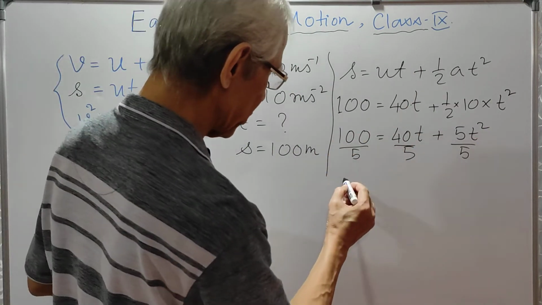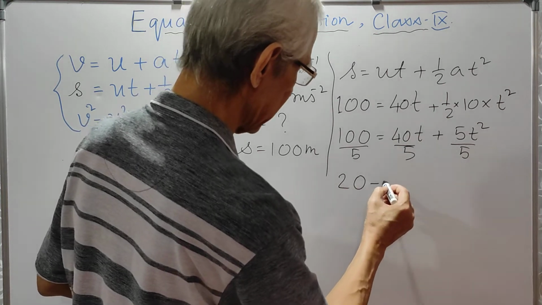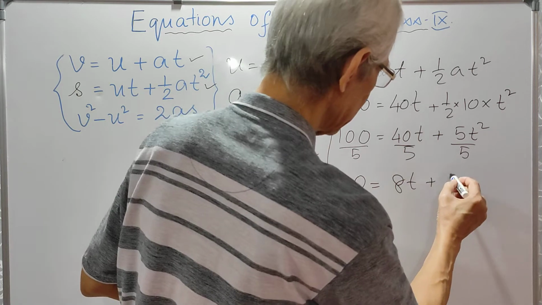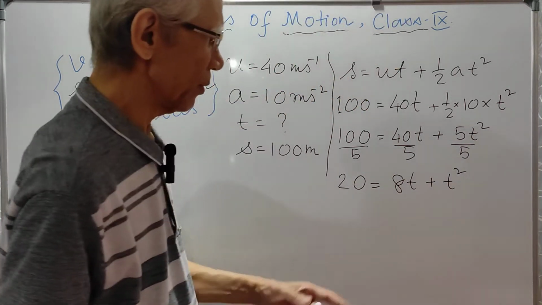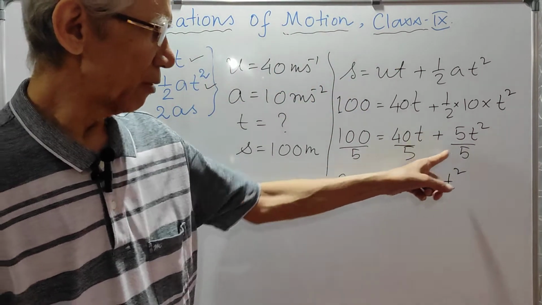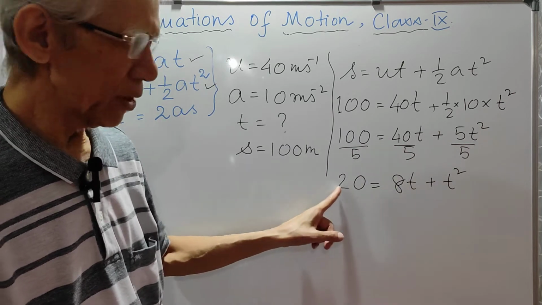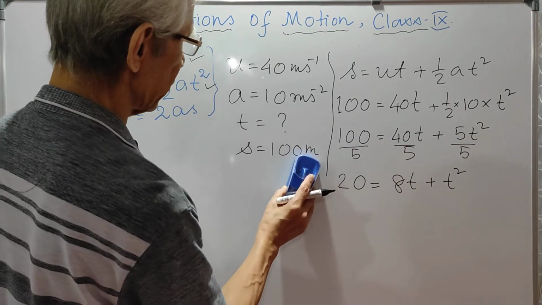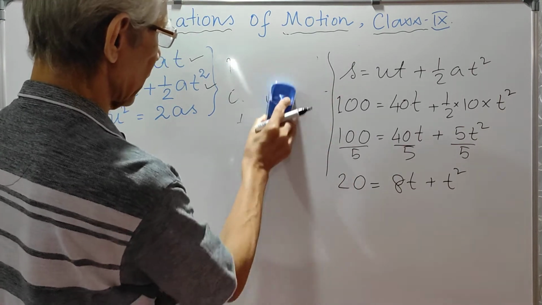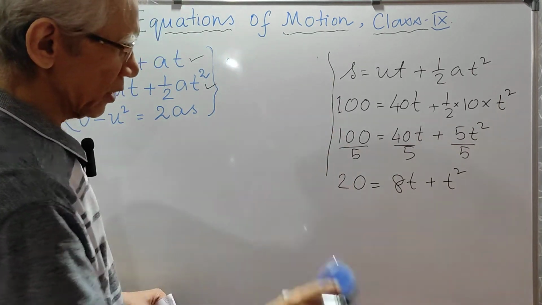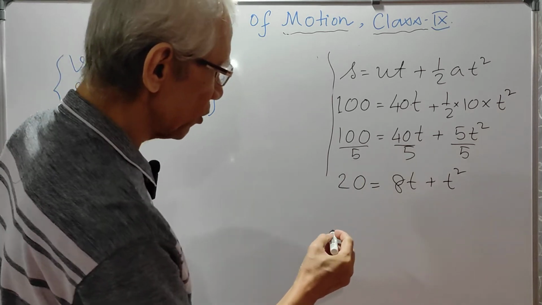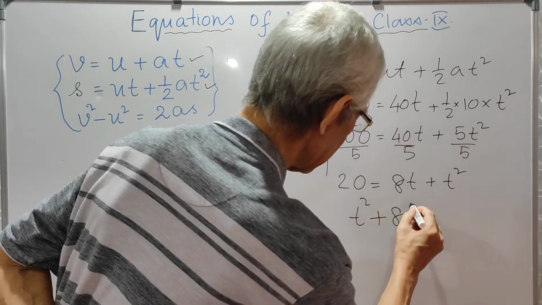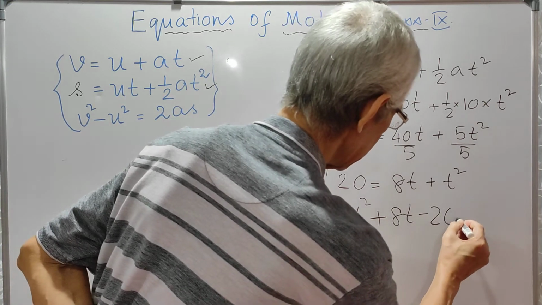Now 100 by 5 is 20 equal to, this is 8t plus t square. So you see the equation has become simplified. We divided by 5, which is a common factor, and we get a simple equation. Now this is a quadratic equation, you see. Now we can factorize it. First of all, let us do a little more simplification. t square plus 8t minus 20 equal to 0.